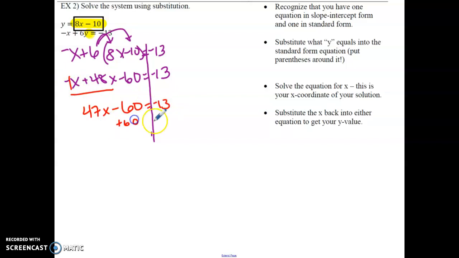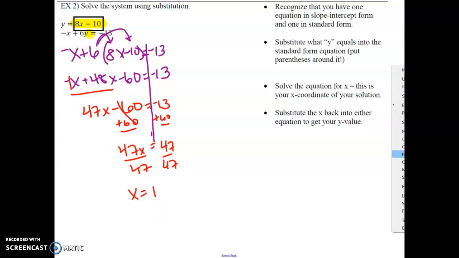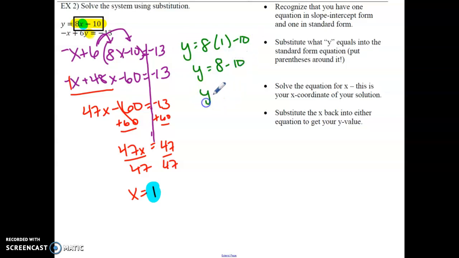I'm going to add 60 to both sides, since it's subtracted. So I get 47x equals 47, and I'm going to divide by 47 on both sides. So I get x equals 1. Once I finish that, I'm going to take that 1 and plug it back in up here, in place of this x right there. So I'm going to find my y by doing y equals 8 times 1 minus 10. 8 times 1 is 8. 8 minus 10 is negative 2. So my answer is x is 1, y is negative 2.